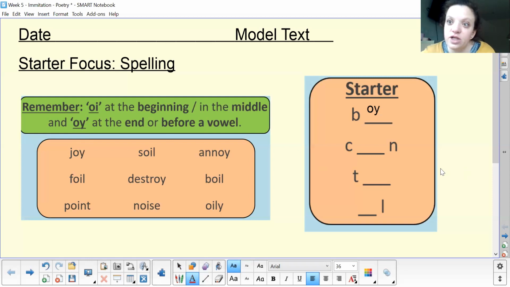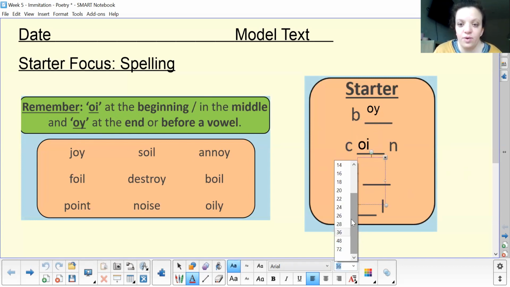Right, next one, coin. 20 seconds, write it down. 10, 9, 8, 7, 6, 5, 4, 3, 2, 1. Okay, coin. Our oi sound is in the middle, so are we going to use oi or oy? Yep, we're going to use oi in the middle. Fantastic.